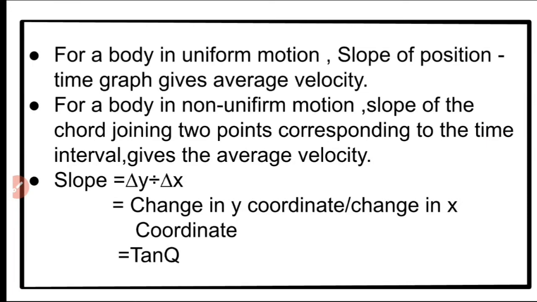So what we discussed: for a body in uniform motion, the slope of the position time graph gives average velocity. For a body in non-uniform motion, the slope of the chord joining the two points corresponding to the time interval gives the average velocity. Generally, what is the slope of a graph? Slope is delta y by delta x, that is, the change in y coordinate divided by the change in x coordinate, and that is the same as tan theta, where theta is the angle made by the line with the x-axis.